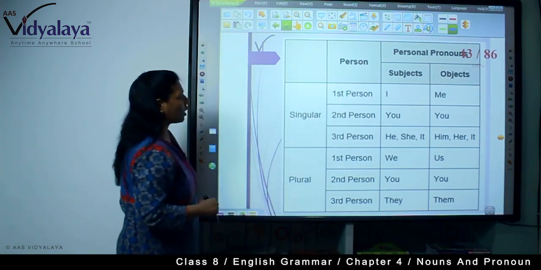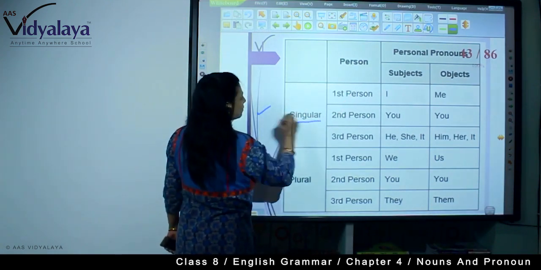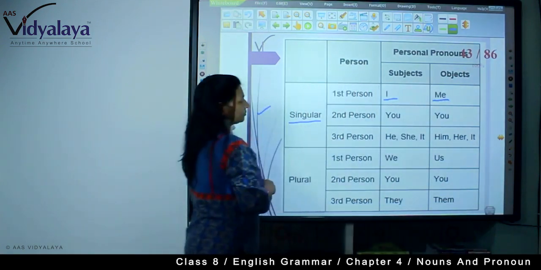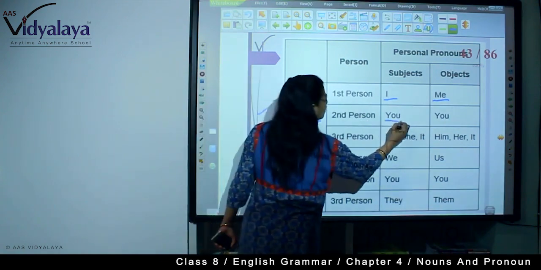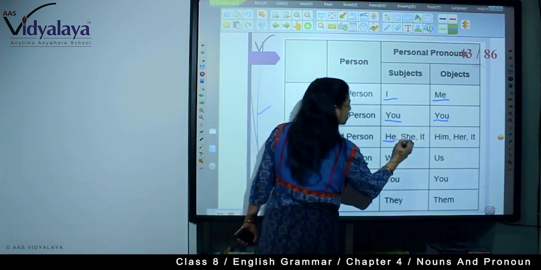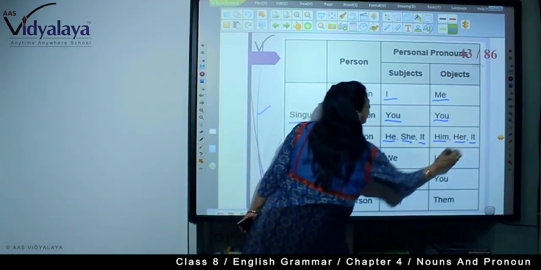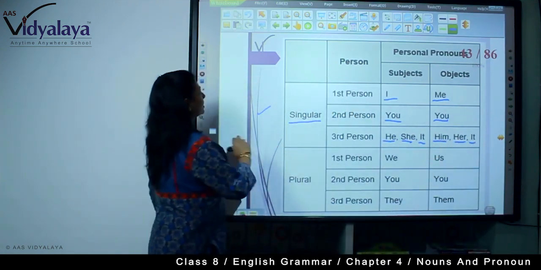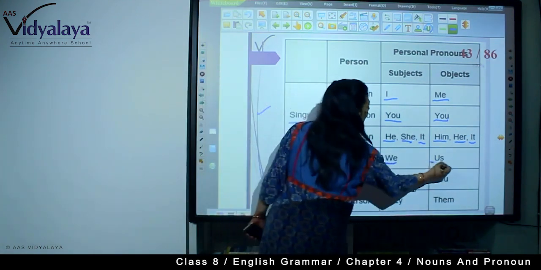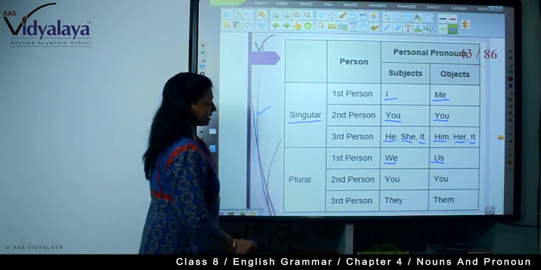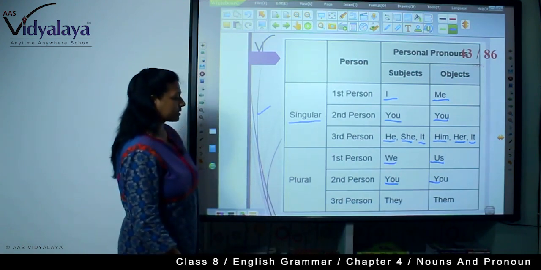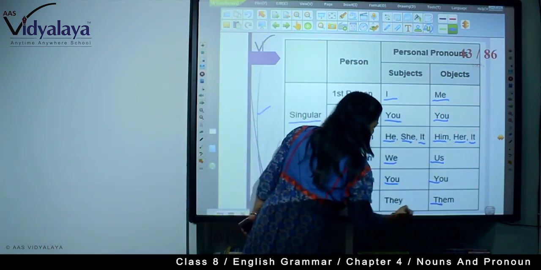Now, here you are seeing a list of singular and plural, here the person, and here the subjects and objects. See, when it is singular, first person, subject I and object me. Second person you, here also you, object you. Third person he, she, it, object him, her, it. Then with the plural, first person we, then the object will be us. Second person you, then the object will be you only. And third person they, the object will be them.